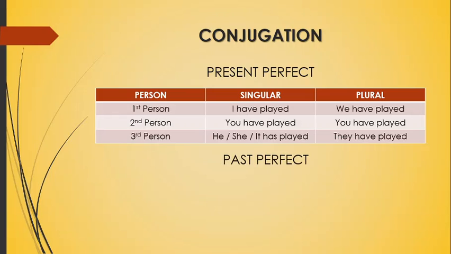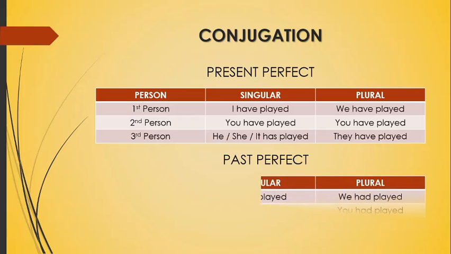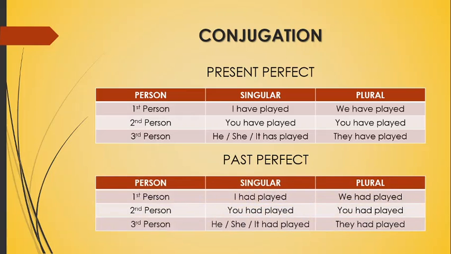Now let's talk about the past perfect. Again, here we have the same structure of three persons and two numbers. First, second, third person and singular and plural number. So, I had played, we had played. You had played remains you had played. And he, she, it had played. Here we don't change it to something else. Had remains had. Had played becomes they had played.